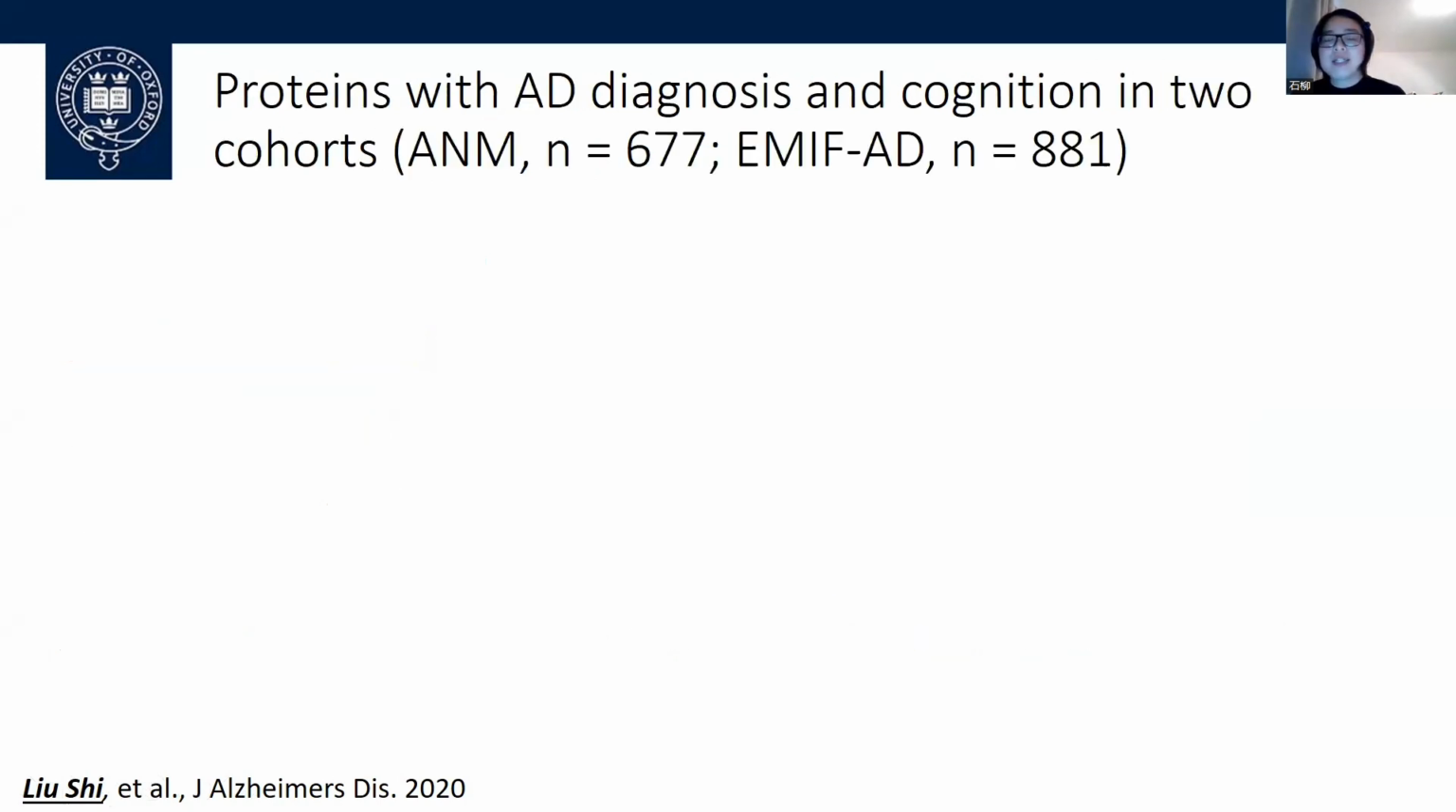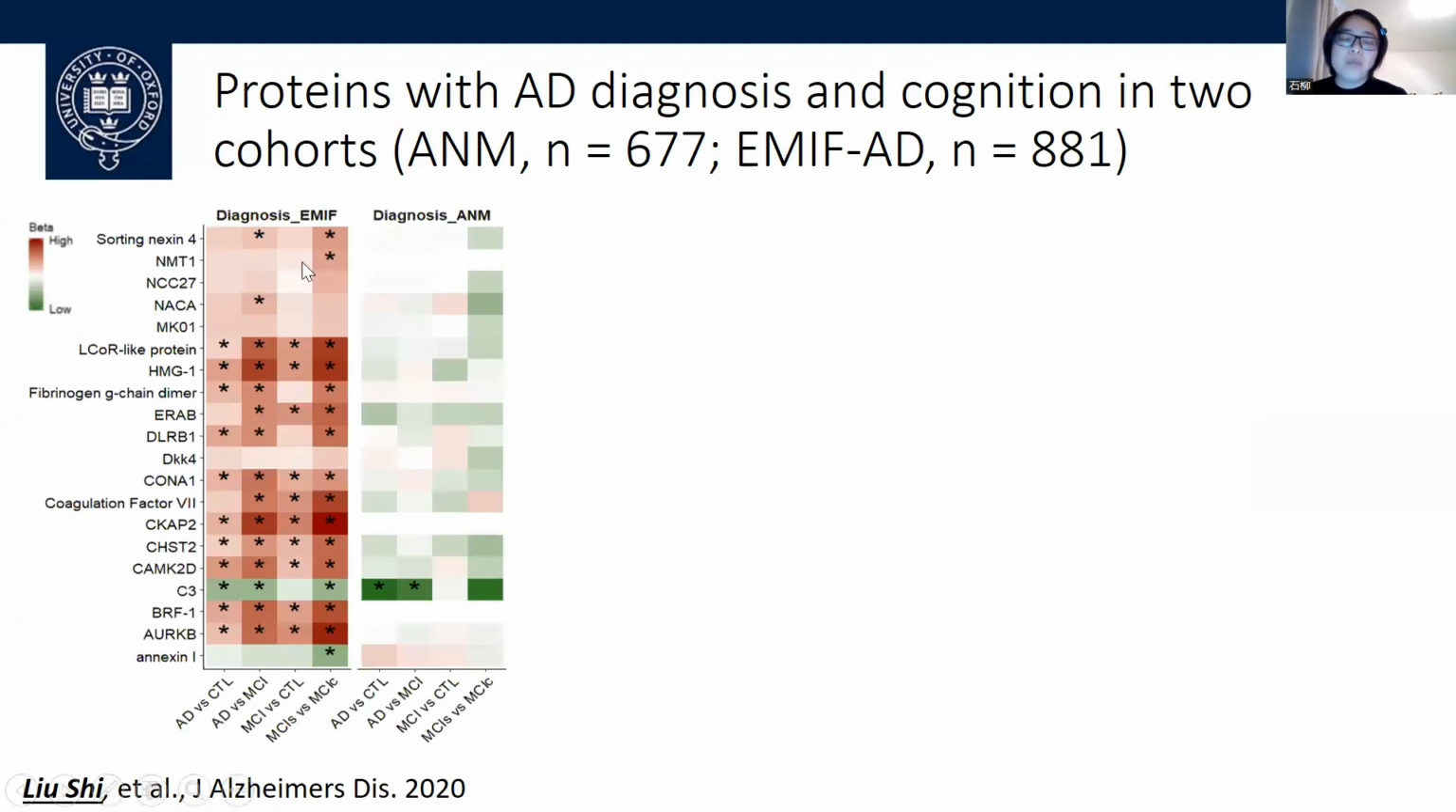We then checked, that's the in vitro part. Now we checked the association of this signature obtained in vitro with AD diagnosis and cognition in 2 independent cohorts. One is a publicly available cohort called ADNI, which included nearly 700 people. Another cohort is the EMIF-AD cohort that I previously introduced.